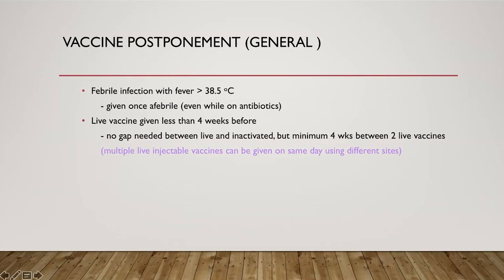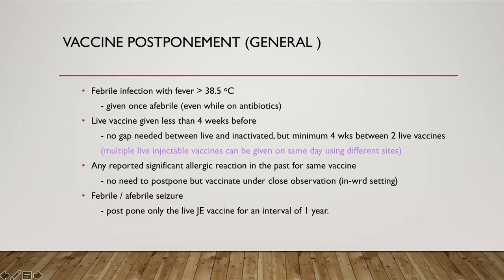There should be no gap needed between live and inactivated vaccines, right? But you need a minimum of 4 weeks between two live vaccines. But if you are giving the two live vaccines on the same day, then you can give not only two, as many vaccines as you can, but using different sites. So multiple live injectable vaccines can be given on the same day using different sites.